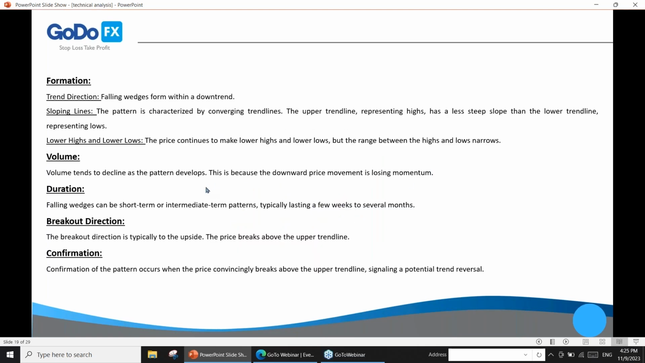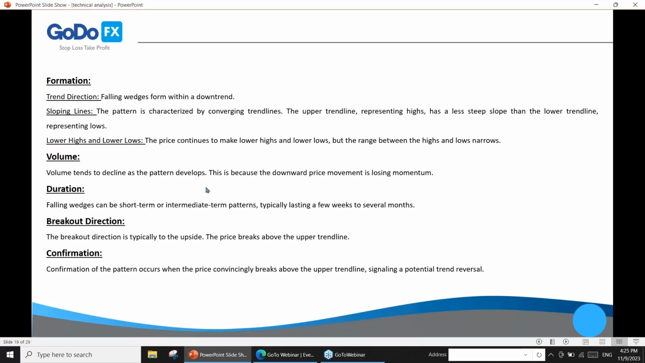So the volume tends to decline as the pattern develops. This is because the downward price movement is losing momentum also, and falling wedges can be short-term or intermediate-term patterns, typically lasting a few weeks to several months. And the breakout direction is typically to the upside, and the price breaks above the upper trend line.